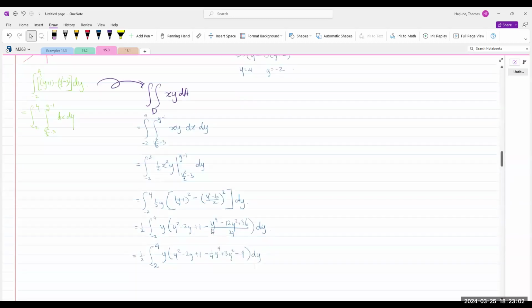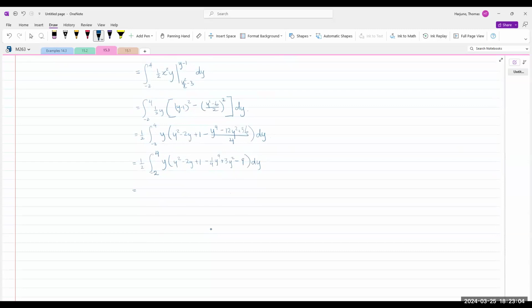And let's combine like terms even further. I think I will just multiply by y right away, so I get -1/4 y to the 5th, plus 4y cubed minus 2y squared minus 8y dy.